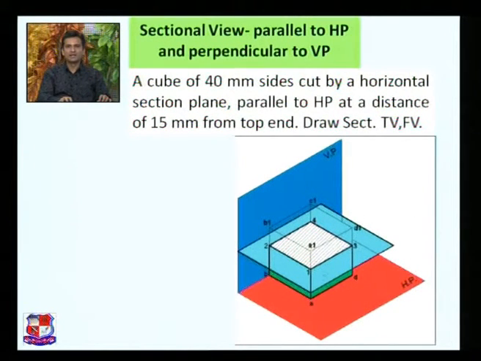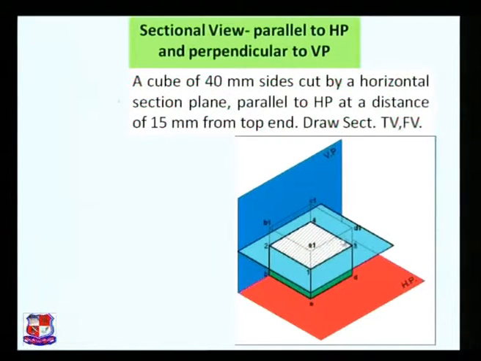Here a cube is given, 40 by 40, and the cutting plane is this one, represented by this cyan colored plane. It is 15 mm away from the top end. This is the top end, and from this top end it is at a distance of 15 mm. So the distance between this corner and this point number 1 would be 15 mm, and from this it is cut like this. This is the horizontal plane, this is the vertical plane, and this is the true shape.